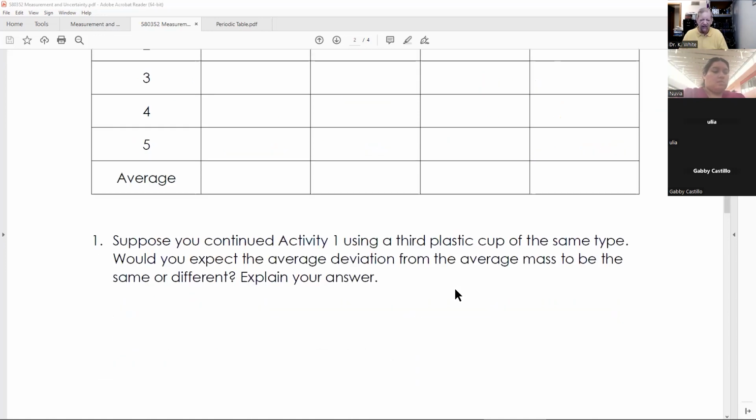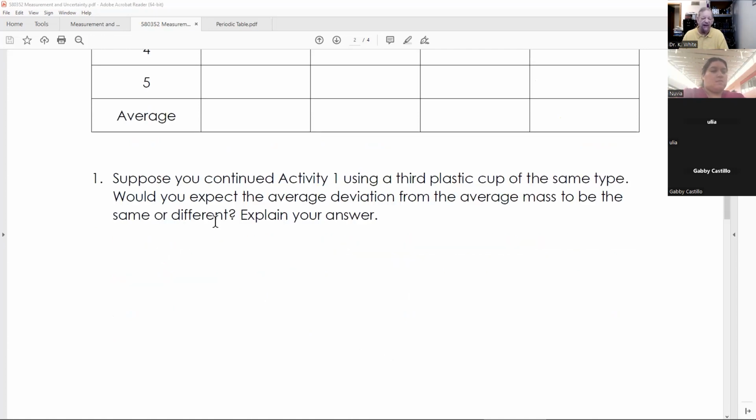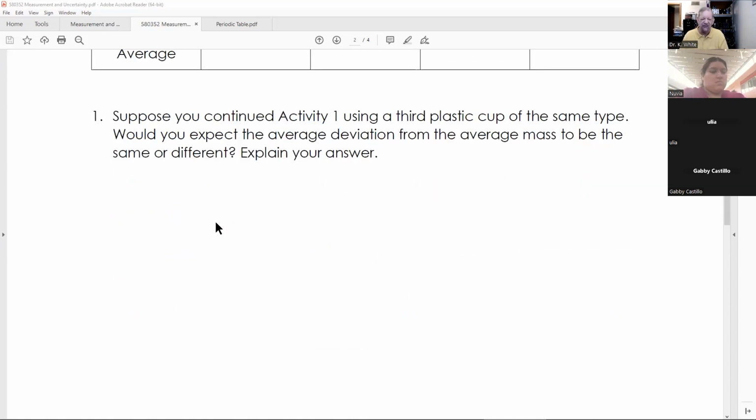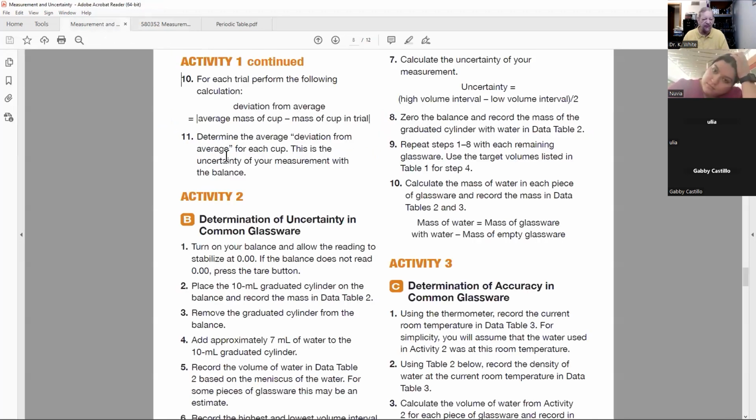Now, you'll answer all the questions, and for this activity, it's question one. Oh, they have the dreaded words, explain your answer. So, you have to write a little. I don't expect a whole five pages. This is a small couple of sentences. Two or three should do it. All right, let's go on to activity two.